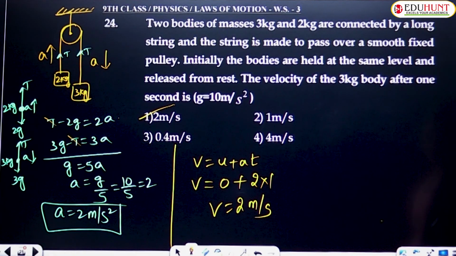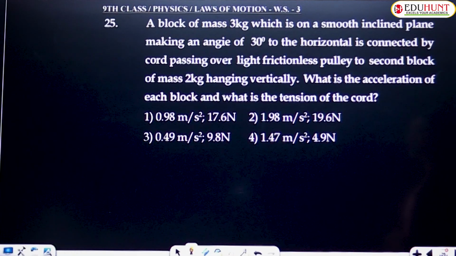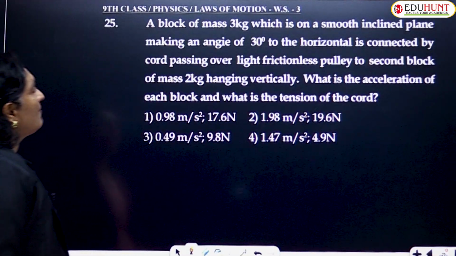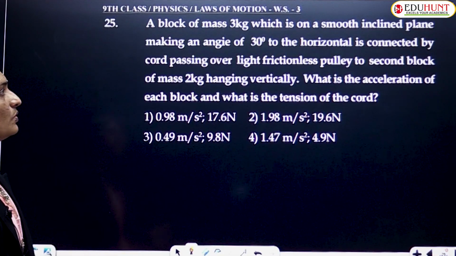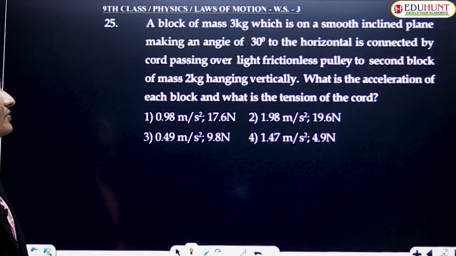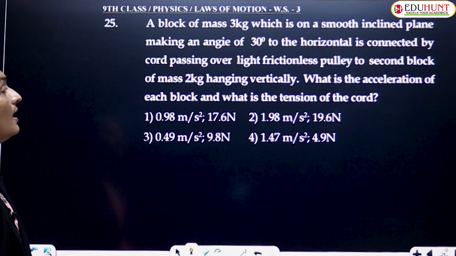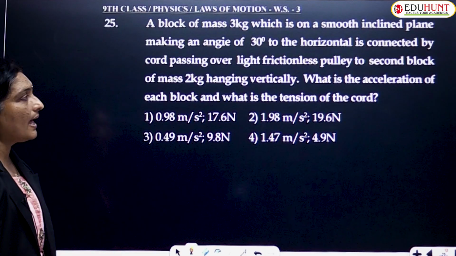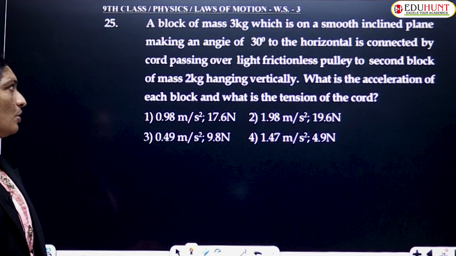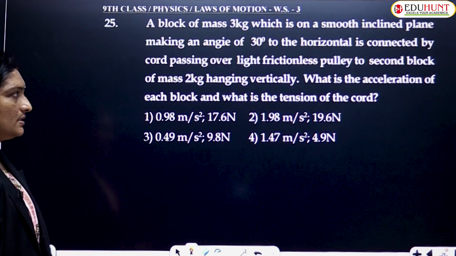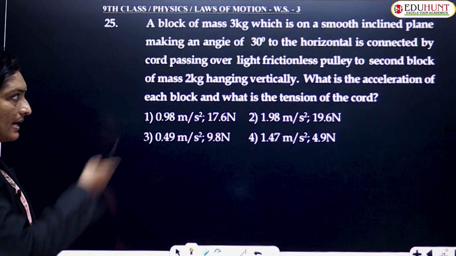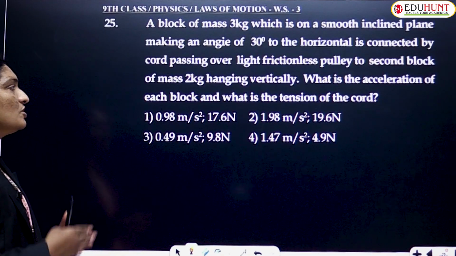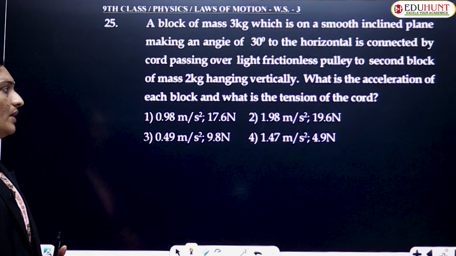That's it. Now let us move to the next question, question number 25. So what is given, children? A body of mass 3 kg which is on a smooth inclined plane making an angle of 30 degrees to the horizontal is connected by a cord. Cord means rope, passing over a light frictionless pulley to a second block of mass 2 kg hanging vertically. One is kept on the inclined plane, the other is hanging vertically. You are asked to find the acceleration of each block and the tension of the cord.